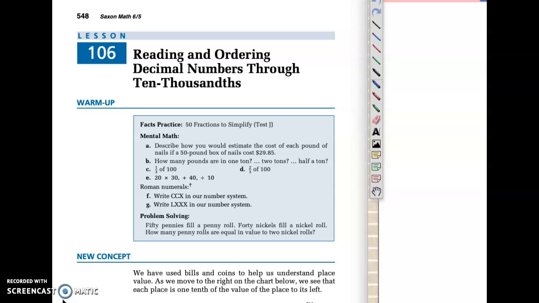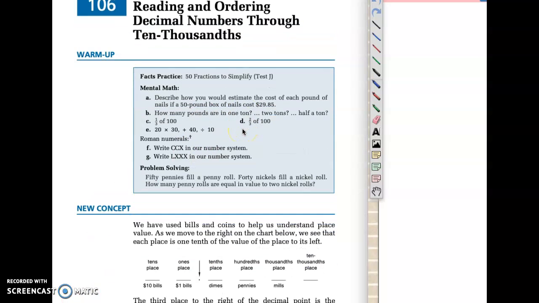Happy Tuesday, Grammar 5. So today we're going to be doing lesson 106, reading and ordering decimal numbers through 10,000ths. This assumes and builds on the knowledge that you know your place values up to the 10,000ths. And notice how we're adding that awkward "ths" at the end, which means that it's going to be less than one whole. So let's go ahead and dive into this, guys.